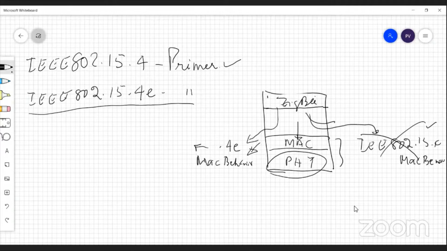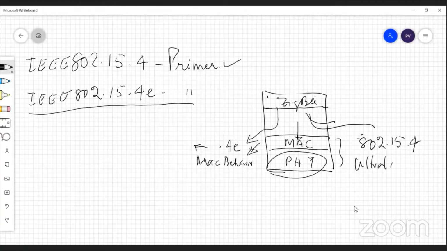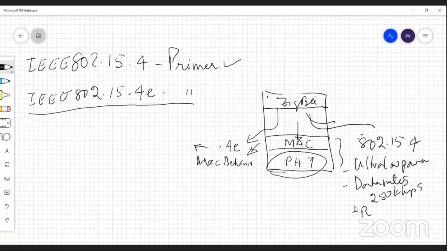Okay, clear till now? And why are we studying this? That's the question really. Why should we study 802.15.4 or 15.4e? Because it is a very ultra low power wireless MAC, really ultra low power, and it gives you decent data rates, something like 250 kbps or so, and very reliable, extremely reliable. And how the reliability comes about, I'll show you.